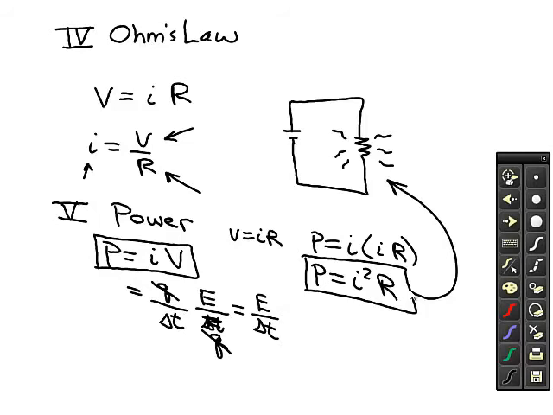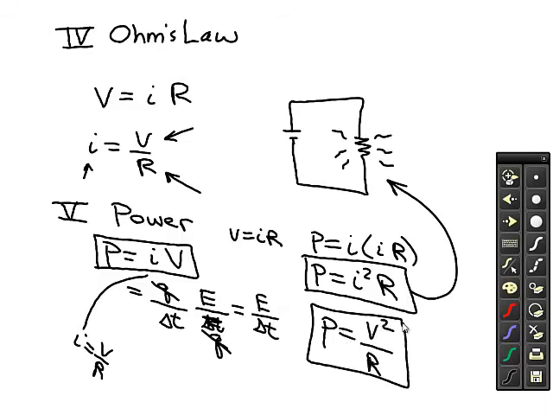Okay? The book also points out that we can rearrange this. In other words, if I is V over R, we can do a replacement here, and we get power is V squared over R. Okay, so lots of wonderful equations showing up in the last couple sections, but nothing too terrible.